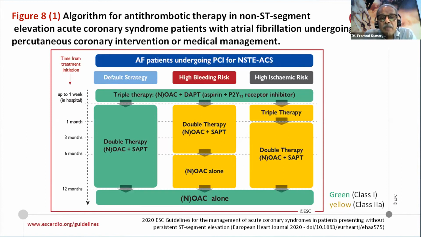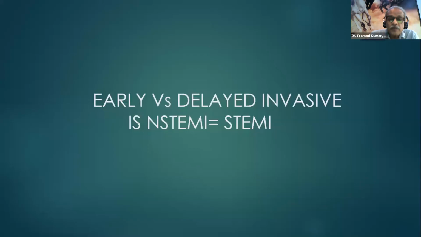But if it's a high bleeding risk, you only give 1 week of triple therapy, then double therapy for 4 to 6 months, and then single anticoagulation after 6 months. If it's a very high risk patient for ischemia or thrombosis, then you give triple therapy for a minimal duration of 1 month, then you switch to double therapy for 1 year total, and then only anticoagulation.